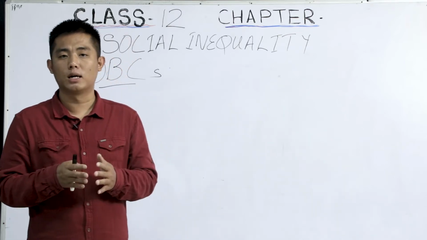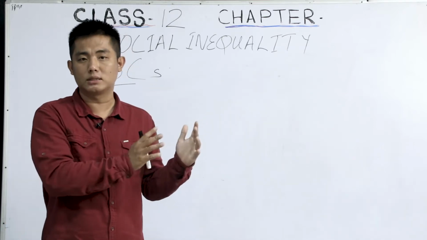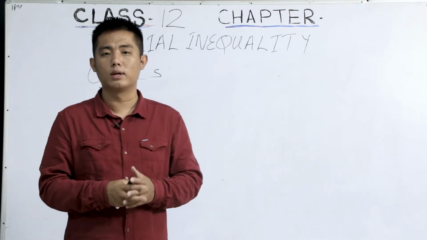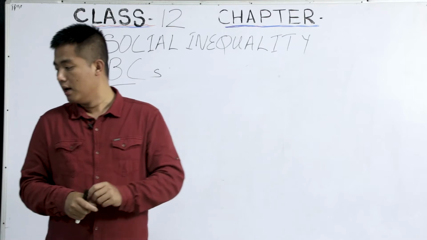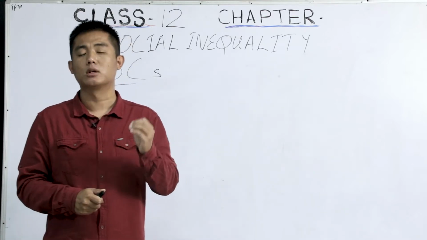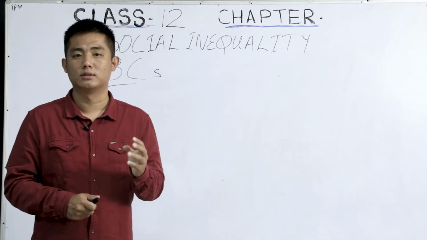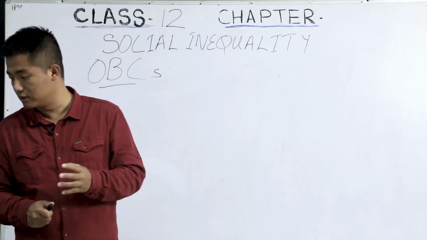Now, in the middle, there were people who were not the upper caste nor the lower caste, but who did not get the privileges in society. These were the group of people who were politically and constitutionally termed as the other backward classes.